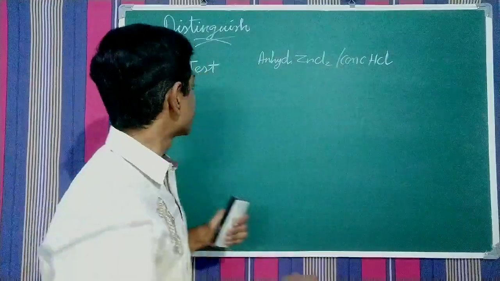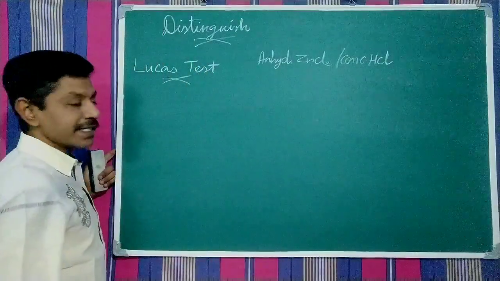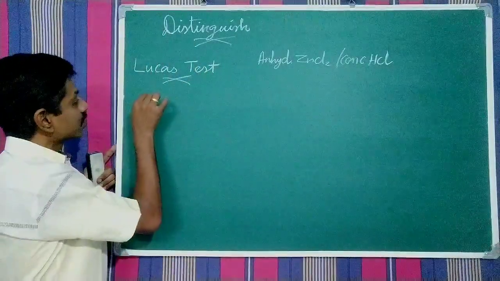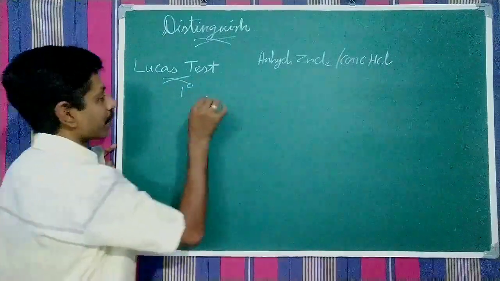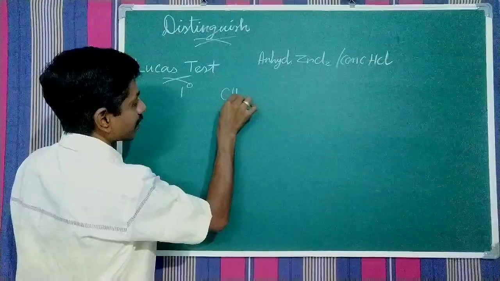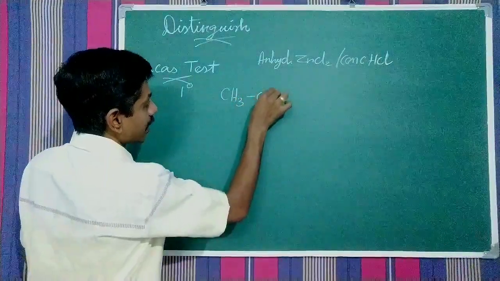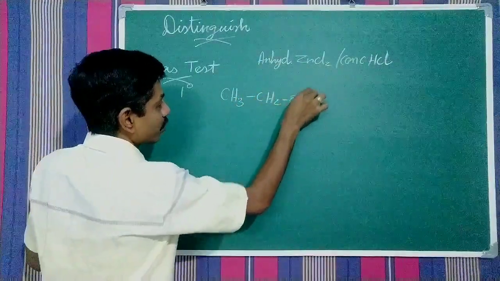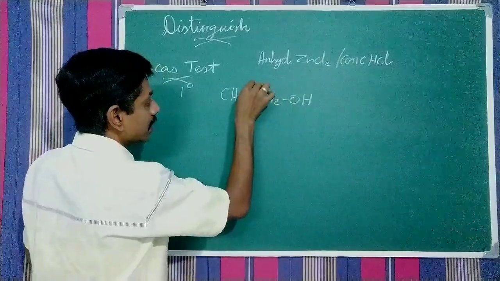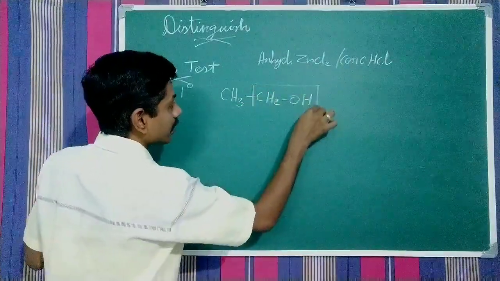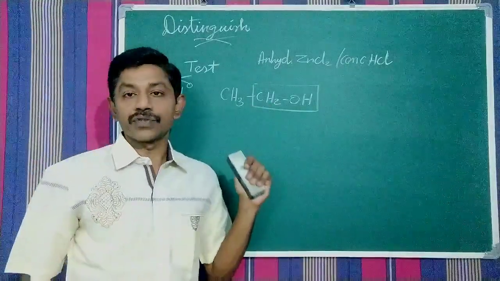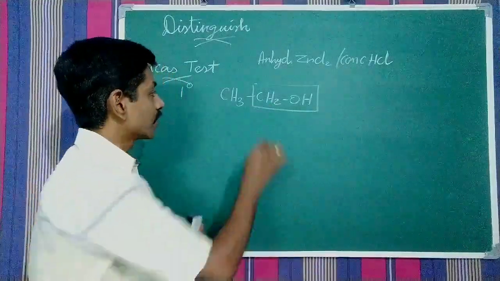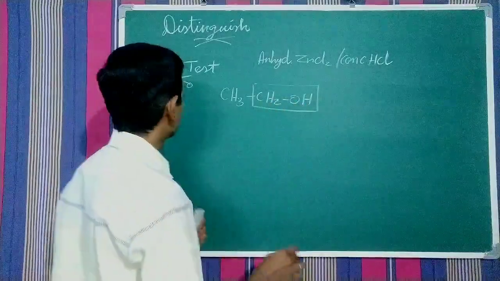So how are you going to proceed now? Let us consider the three types of alcohol. To start with, let me go with one primary alcohol, the simplest one, CH3CH2OH. As you know, boys, we have learned that in a primary alcohol, the OH attached carbon will carry two alpha hydrogens. So it will be CH2OH in nature.